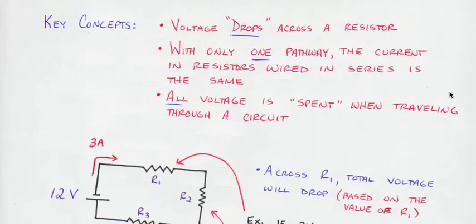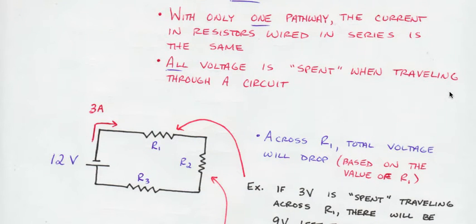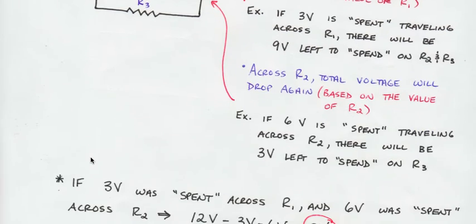And the last point is, as I said, with one pathway, the current must be the same. So if 3 amps of current leaves this voltage source, it's going to be 3 amps through R1, 3 amps through R2, and 3 amps through R3. Just as if this was a roadway and 3 cars left building A and wanted to travel to building B, there's only one pathway, so those 3 cars must pass through each toll booth, or resistor in this case.